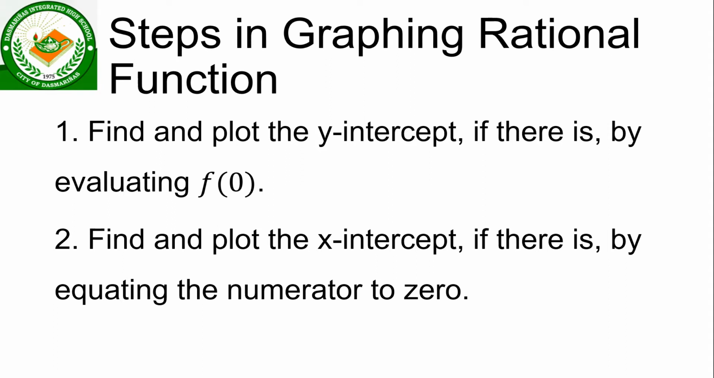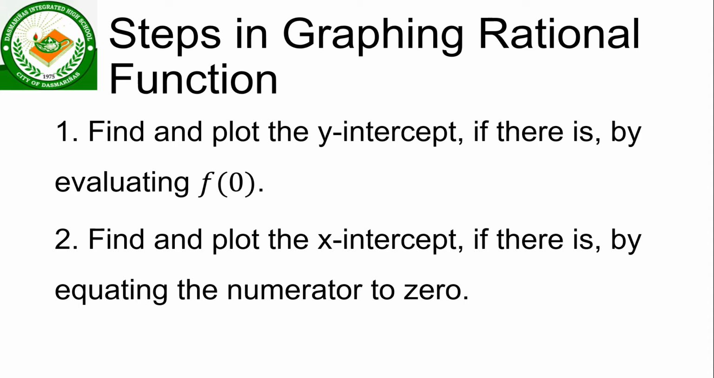So these are the steps on how to graph a rational function. The first step is to find and plot the y-intercept if there is. Okay, because there are some instances that there is no y-intercept. Okay, how are we going to do that? We will evaluate f of 0. Okay, that will be for step number 1. Step number 2, find and plot the x-intercept.